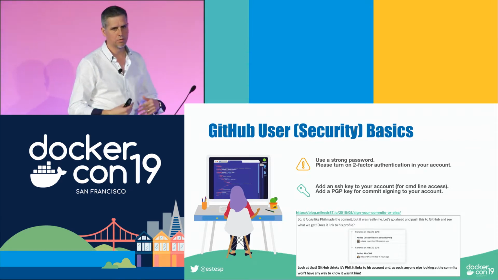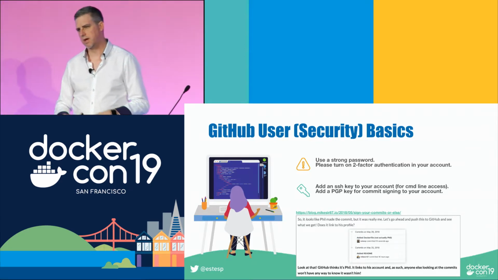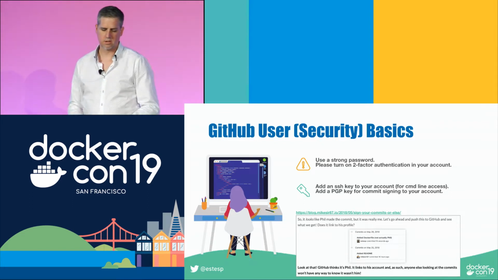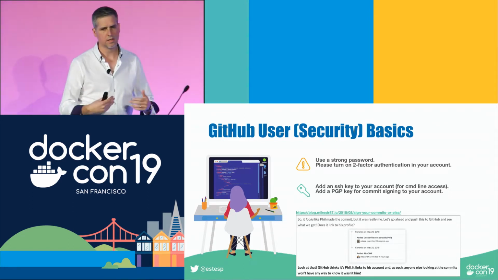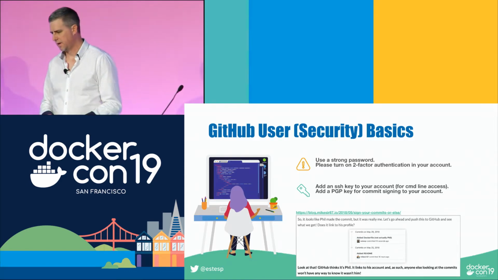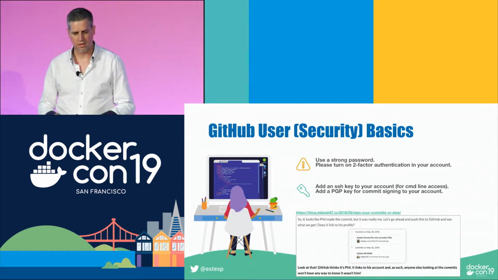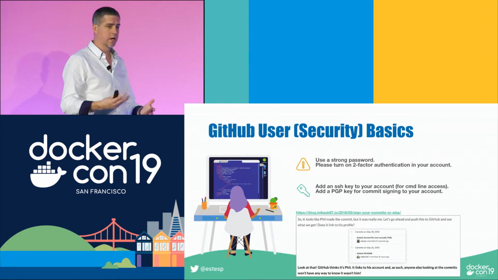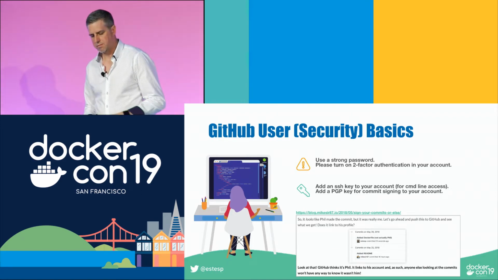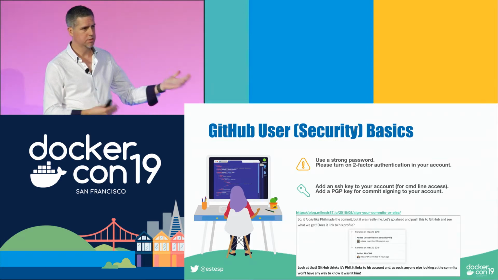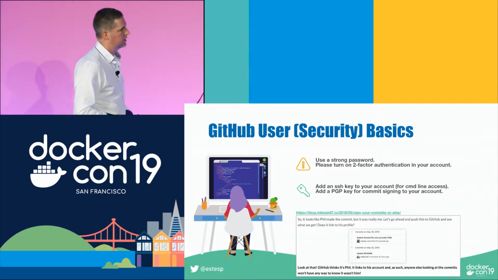Again, this protects anyone contributing code under your name or using your ID to share malicious software. And then secondly, after you create an ID, have a strong password and two-factor auth. I think it's a great idea to sign your commits. And so you can add a PGP key to your GitHub account.